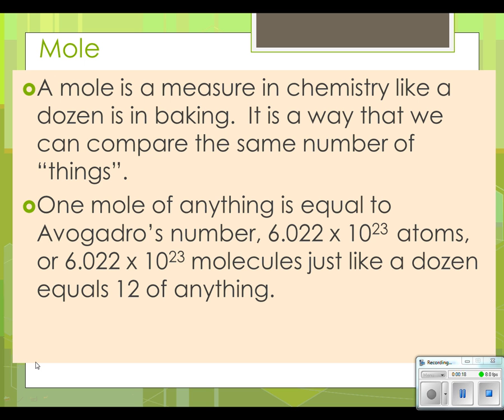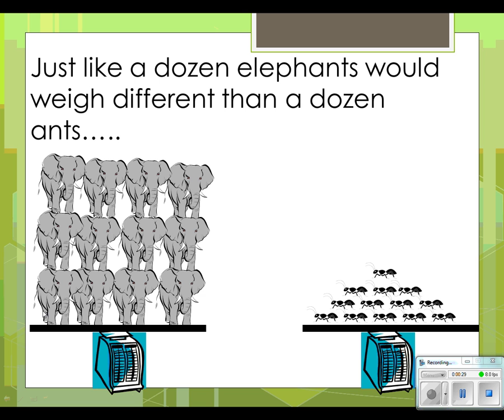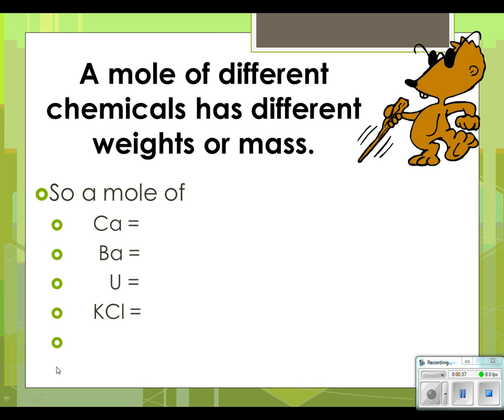1 mole of anything is equal to Avogadro's number, 6.02 times 10 to the 23rd atoms or molecules, just like a dozen equals 12 of anything. So a dozen elephants would weigh different than a dozen ants, right? Same thing with chemicals. A mole of different chemicals has different weights or mass.